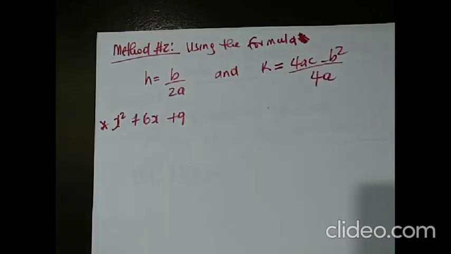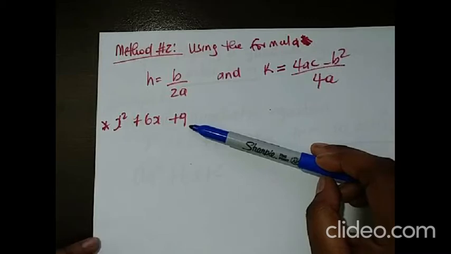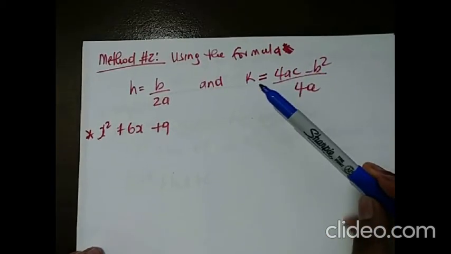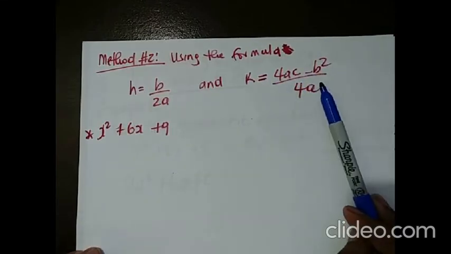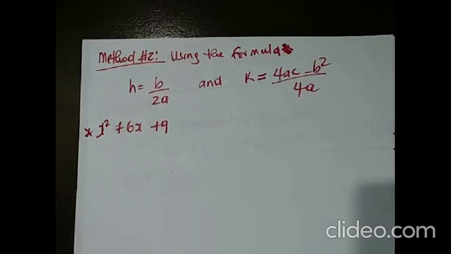Okay, for method 2, we're going to use the formula of h is equal to b over 2a, and k is equal to 4ac minus b squared all over 4a. Now, in order for us to apply this formula, we first have to establish what our a, b, and c terms are.